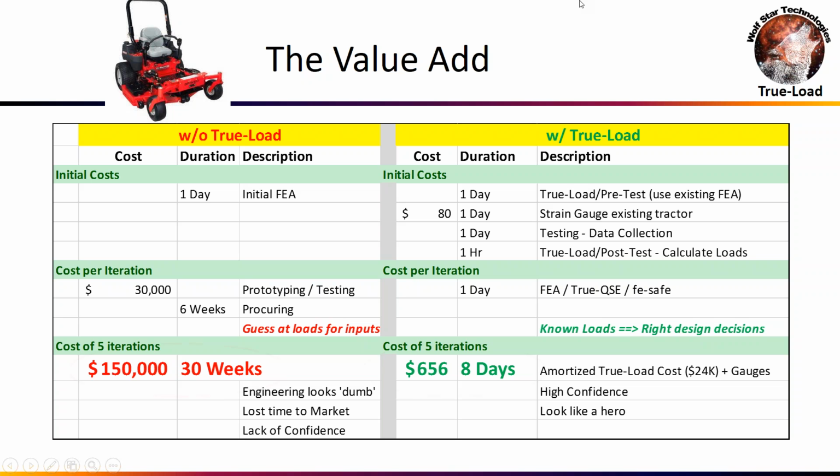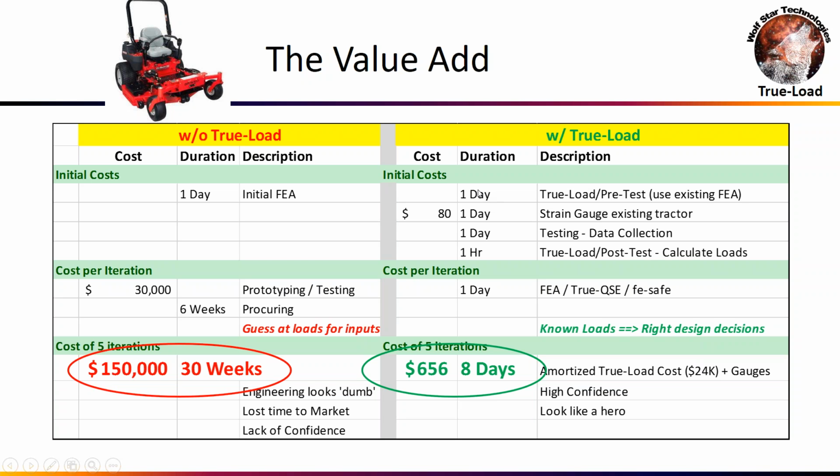And just coming back to the money slide on this, this is just showing that when we talked to the engineers, they said that each physical iteration cost them about $30,000 and 6 weeks to procure and make the parts. And we went through 5 iterations, so that would have been $150,000 and 30 weeks of time, and guessing between each iteration for the loads.